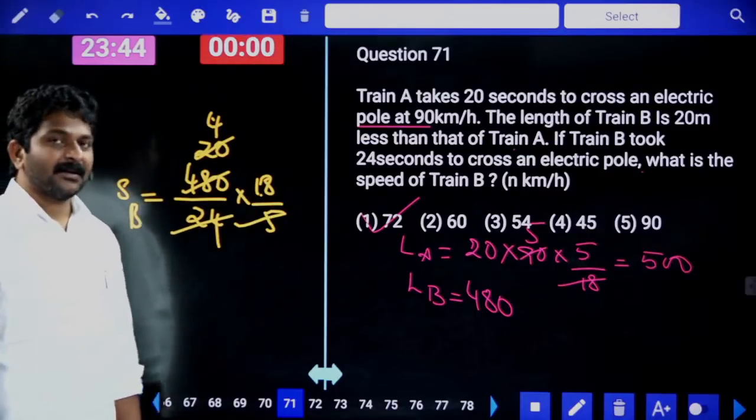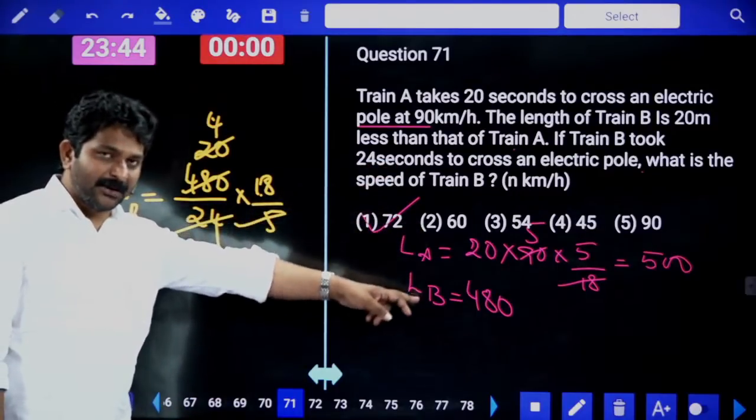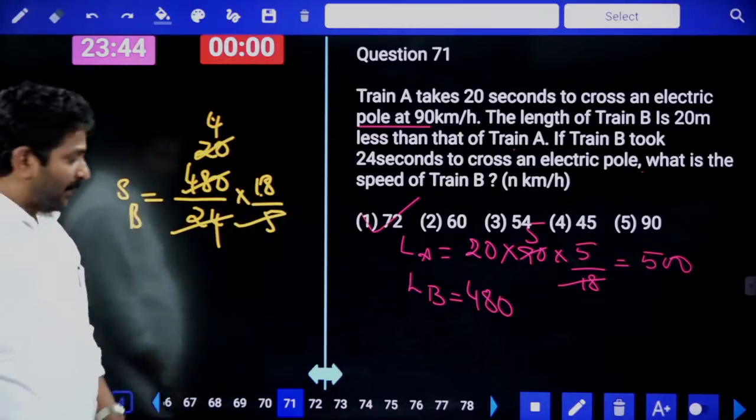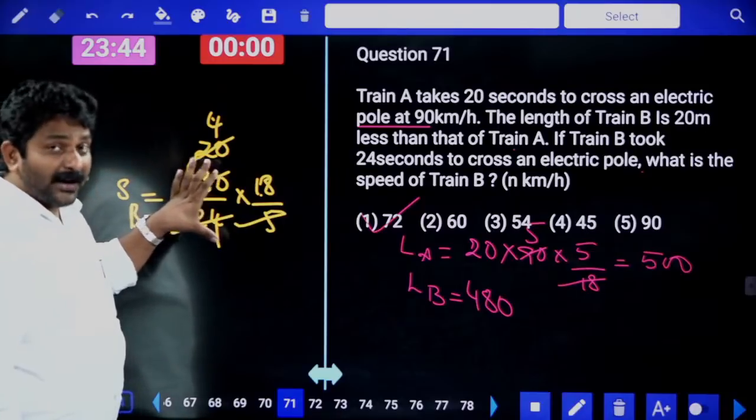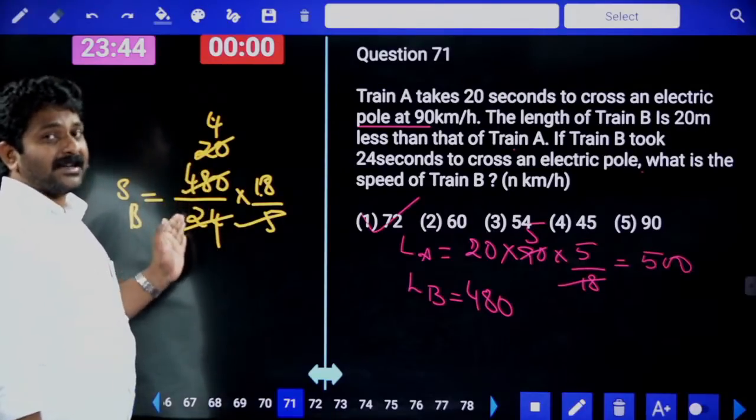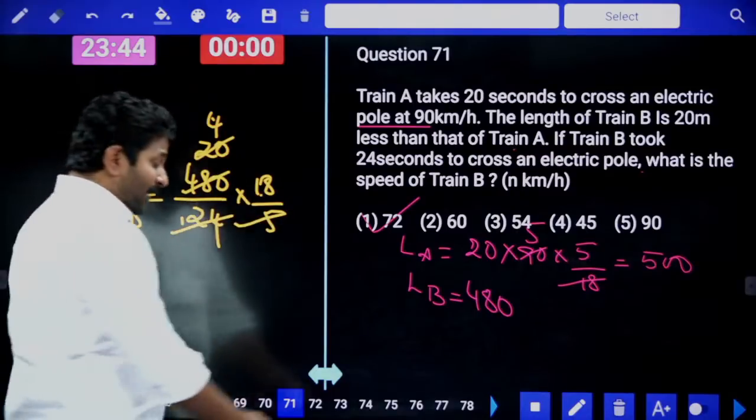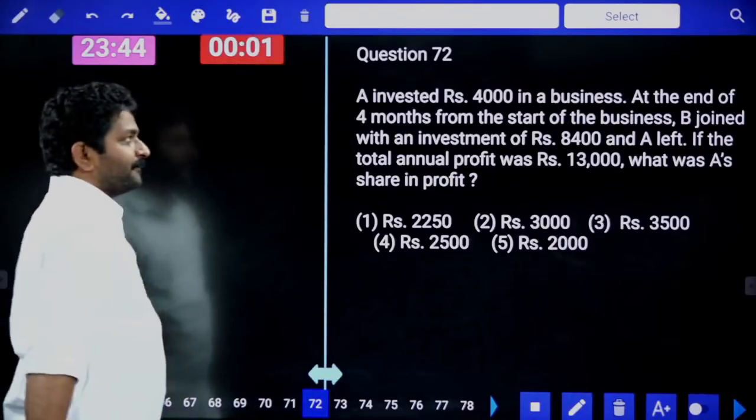72 kilometer per hour. First we calculated length of the train A, then subtract 20 from it, you get 480, and then we are calculating speed of train B by using distance by time. Now the speed that you get originally was meter per second. Now we have to convert meter per second to kilometer per hour. Hence we need to multiply it with 18 by 5. And next question is here.